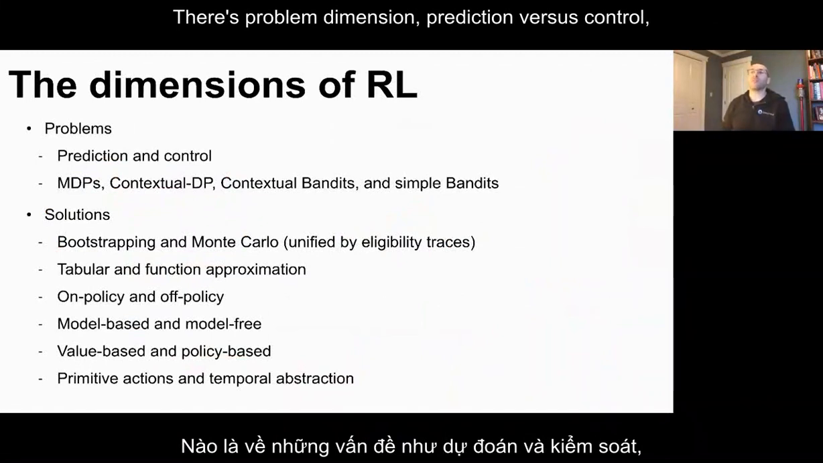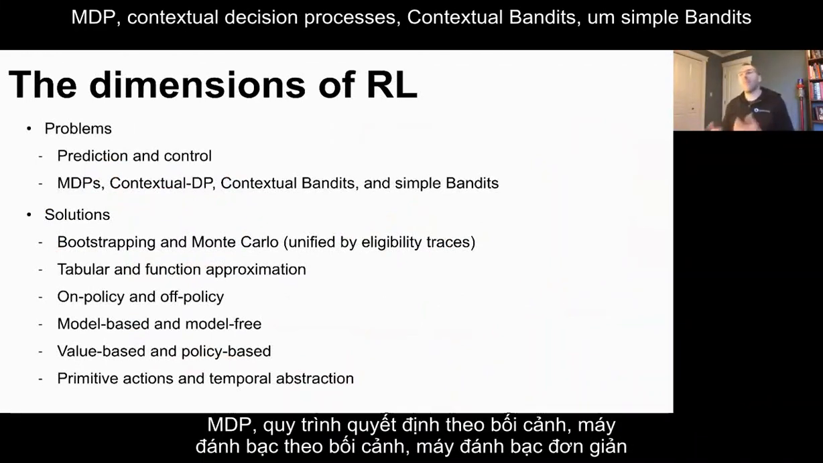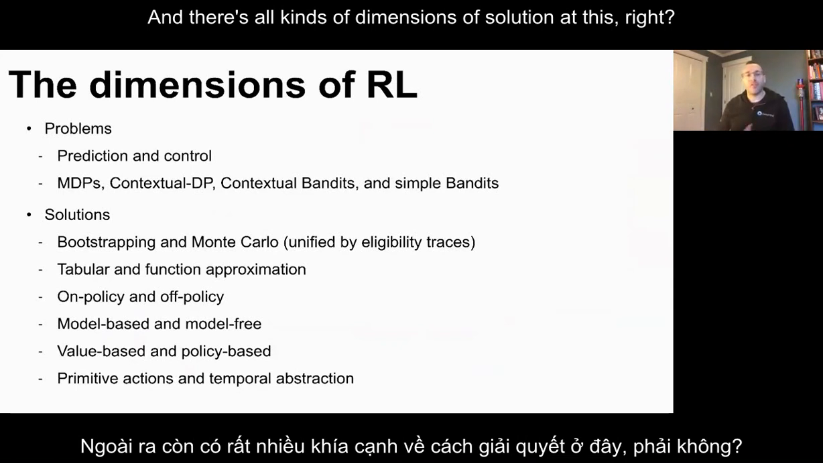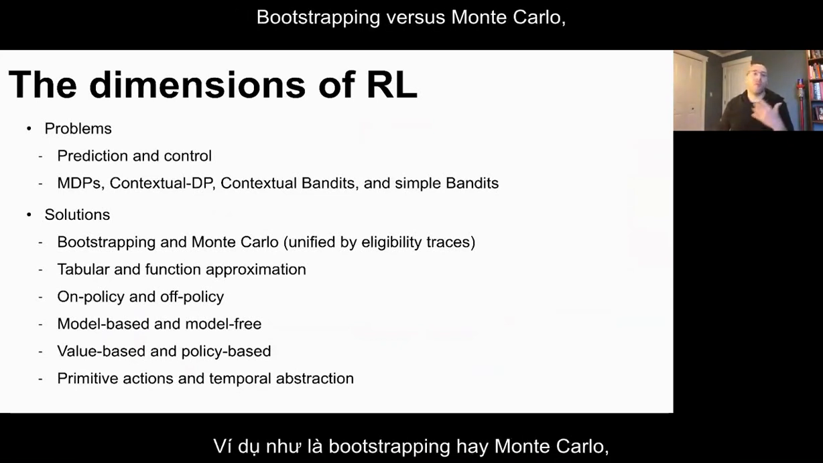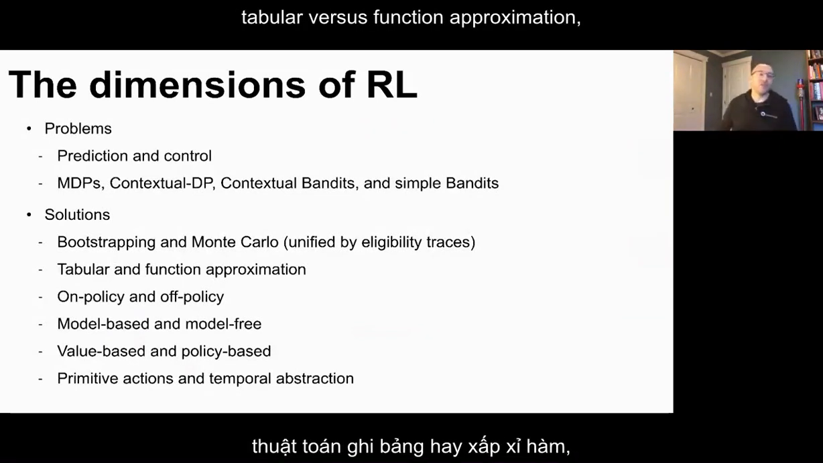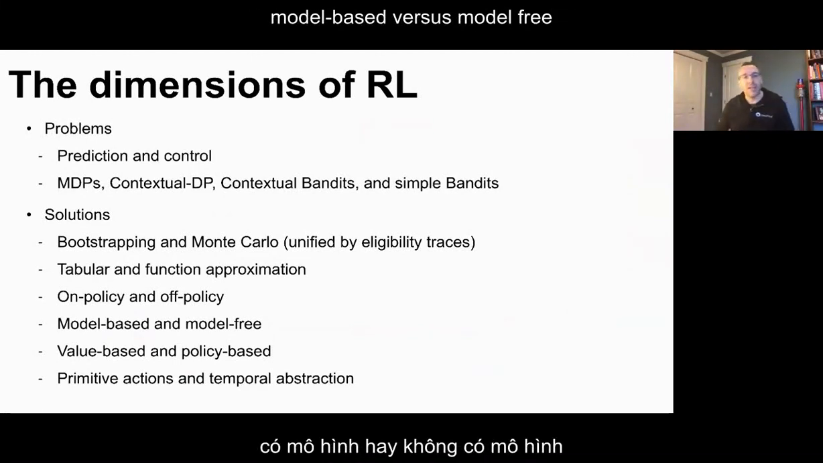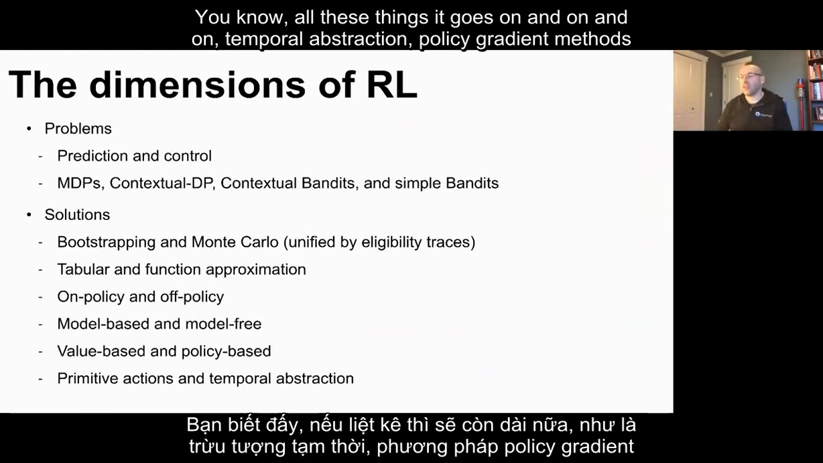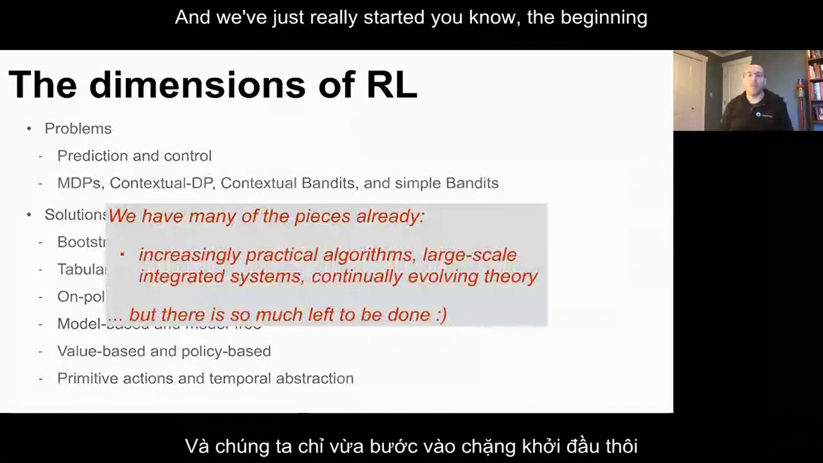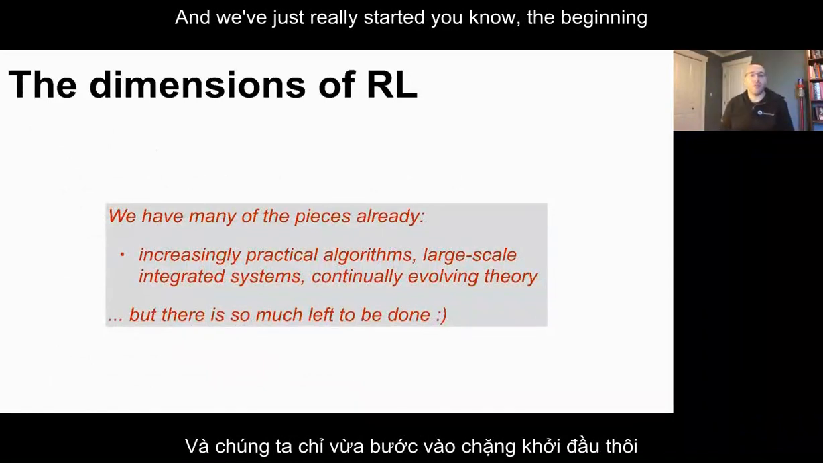There are problem dimensions: prediction versus control, MDPs, contextual decision processes, contextual bandits, simple bandits. And there are all kinds of dimensions of solution methods, right? Bootstrapping versus Monte Carlo, tabular versus function approximation, on-policy versus off-policy, model-based versus model-free, all these things. It goes on and on and on. Temporal abstraction, policy gradient methods. And we've just really started, the beginning.